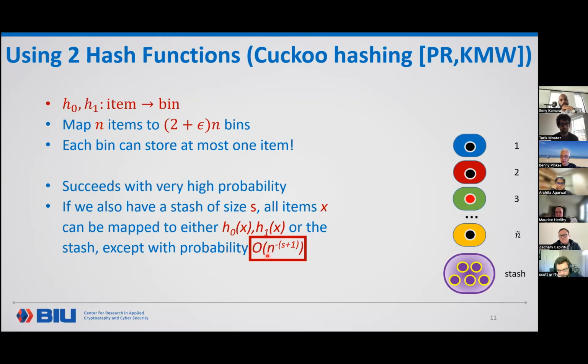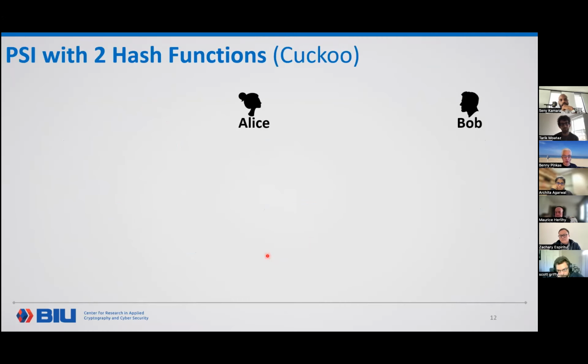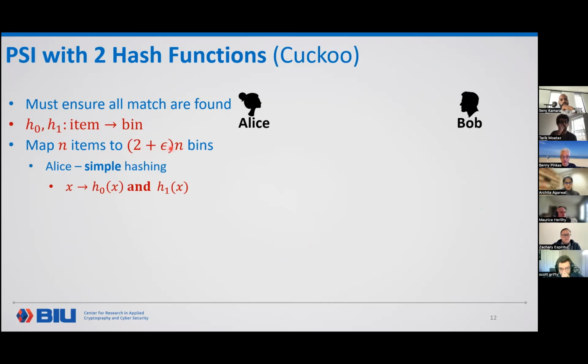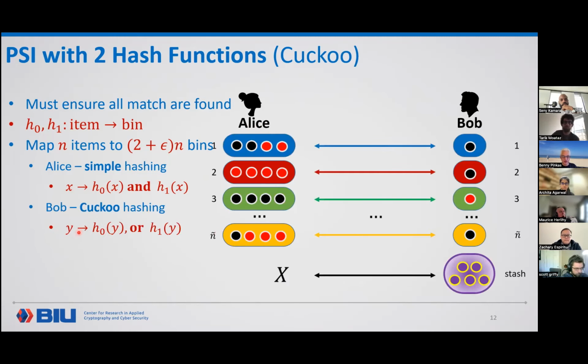So how do we use this cuckoo hashing? So what we do for PSI, okay, let's do it. We have these two hash functions that map n items to slightly more than 2n bins. So Alice is going to use simple hashing. Each of her inputs is going to be put in both H0 of X and H1 of X, in 2 locations. And Bob is going to use cuckoo hashing. So each of his inputs is going to be put either in H0 of Y or H1 of Y.